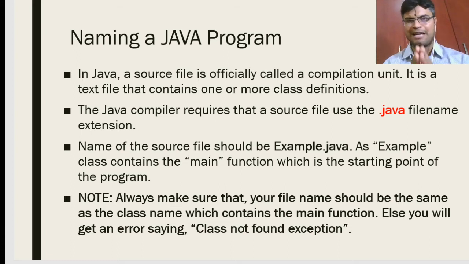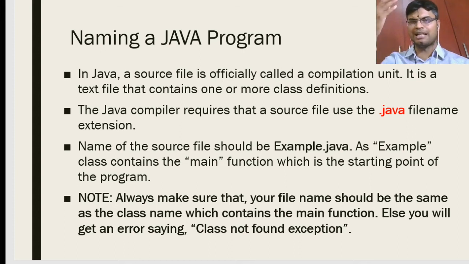Now whenever you are naming your Java file, make sure of the class name which contains your main function. Now many people get confused, so listen very carefully. Whenever you write a Java program, you already know that it contains a class. Within a class you have a main function, right? So remember, whichever class has the main function, that class name should be the file name. Okay, you may have multiple classes in your Java program, right?